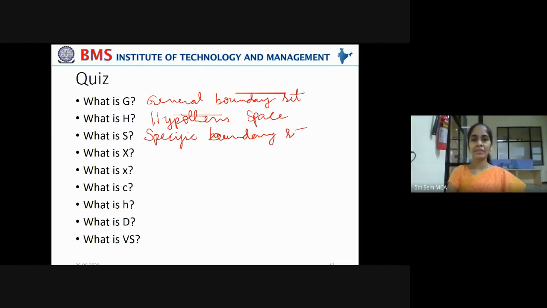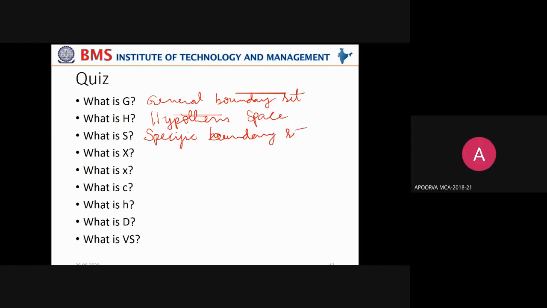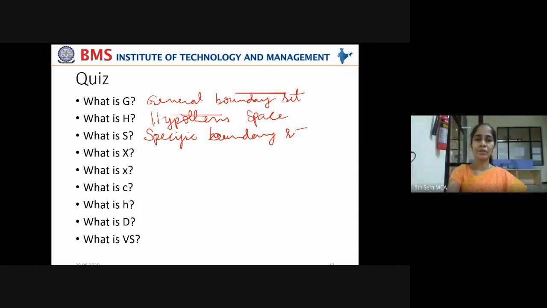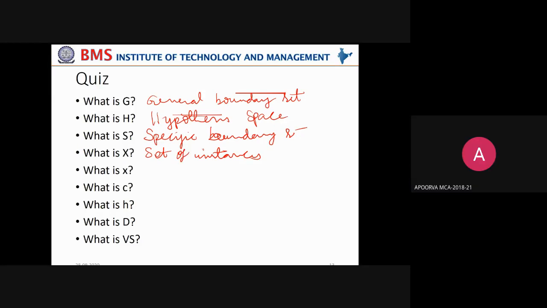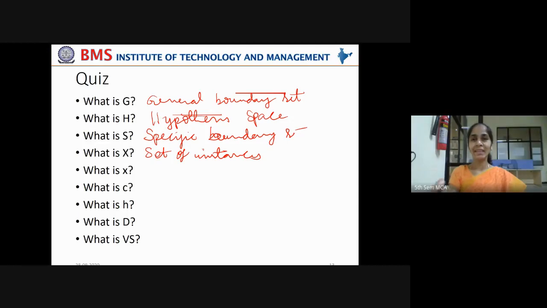What is X? Random set of instances. Very good. What is small x? X is each and every instance. Capital X is the set of all the instances. Small x is each instance.